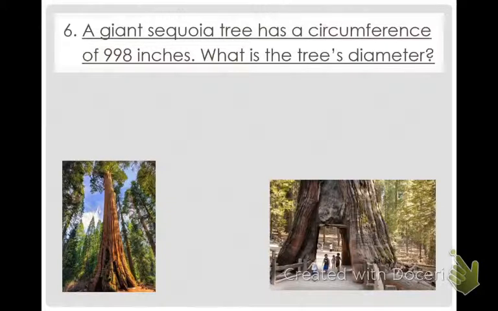For here, we've got a giant sequoia tree that has a circumference of 998 inches. So if you were to measure that tree and how far around it is, that means it's 998 inches.